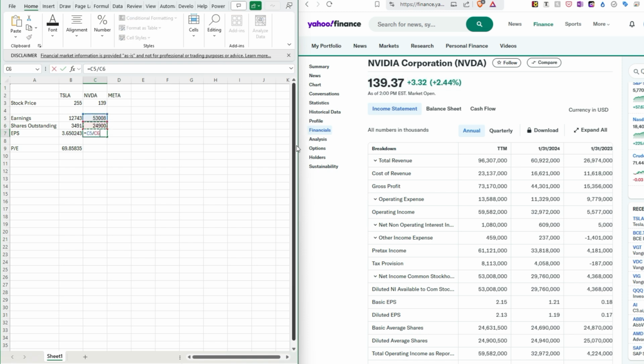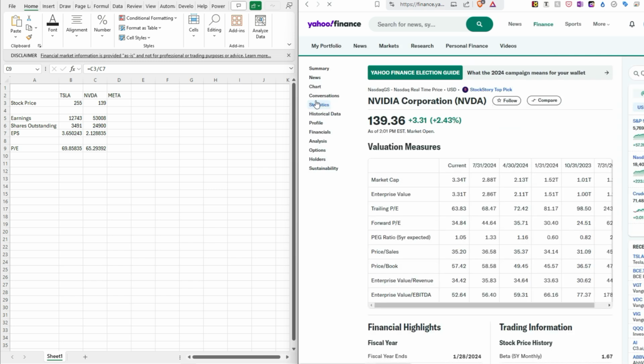Take the earnings divided by shares outstanding. So EPS, and we can see diluted EPS, 2.13. I've got 2.12, so rounded, about 2.13 as well. So now we can do the same thing. Take the stock price divided by that EPS, and Nvidia's PE multiple, about 65.29. And here it shows 63.83. So again, fairly close. And so it might just be slightly different data points that they're using in their calculations.